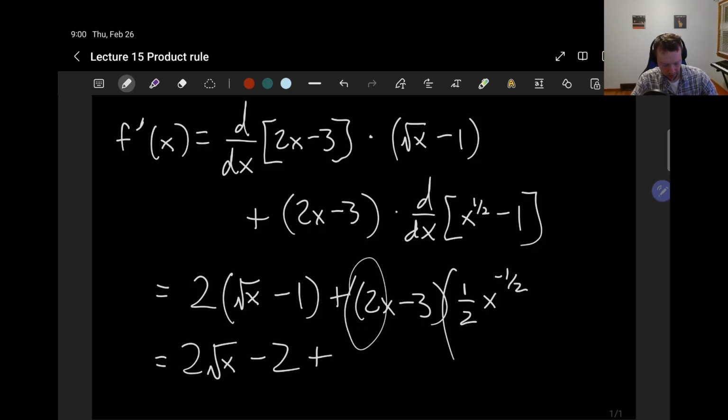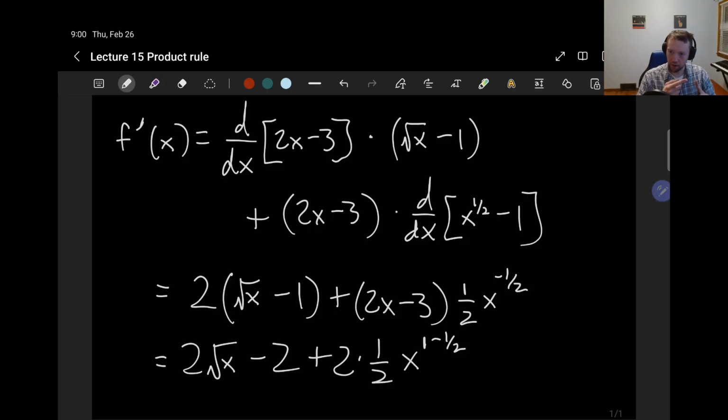because you can notice with these constants here, I have 2 times 1/2, so those cancel. Notice I have an x times x to the negative 1/2. Well, in that case, you add the powers. So 1 plus negative 1/2. So again, doing it this way just makes it a little easier to simplify.